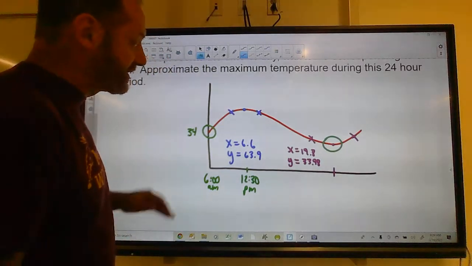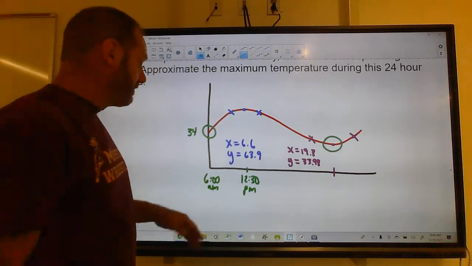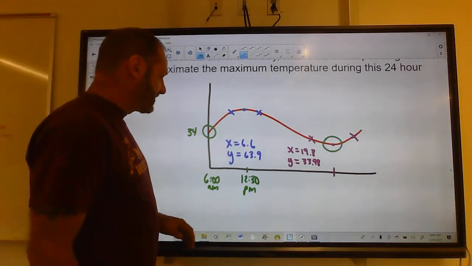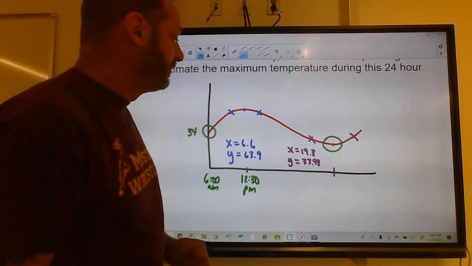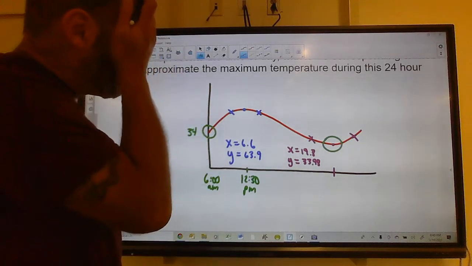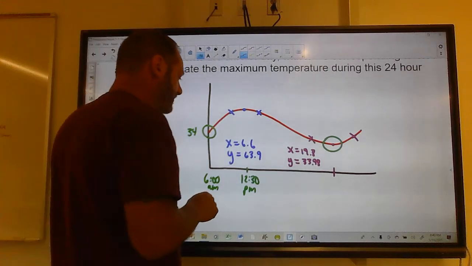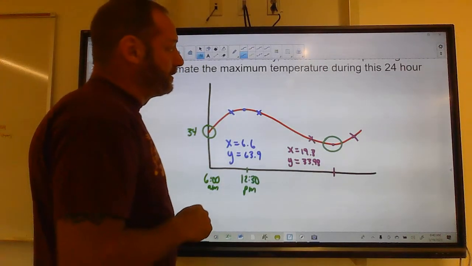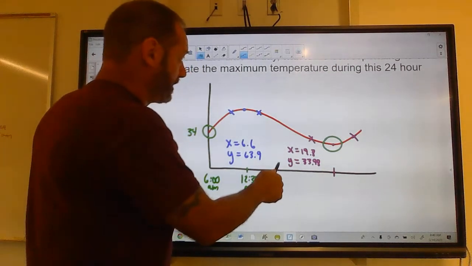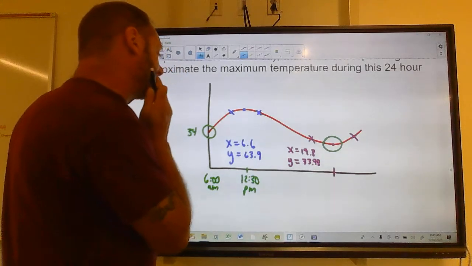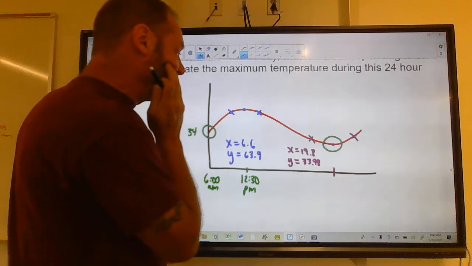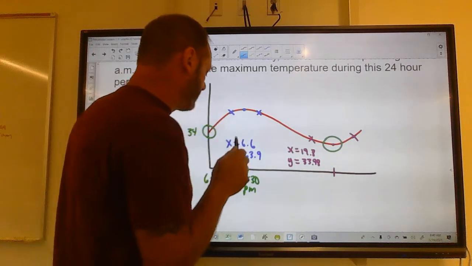Well, let's see. If 6 a.m. is 0, then 6 p.m. would be 12. And so then 7.5 hours after that. So let's see. That would be 6. Another 6 would be midnight. 7 would be 1 o'clock. So this is about 2 a.m.